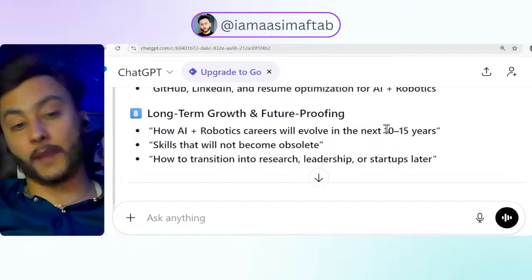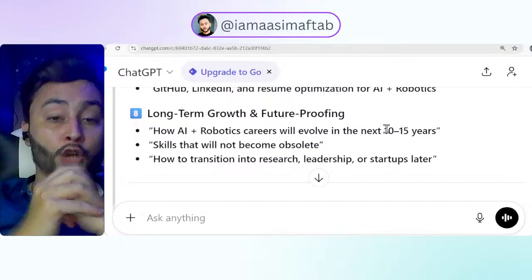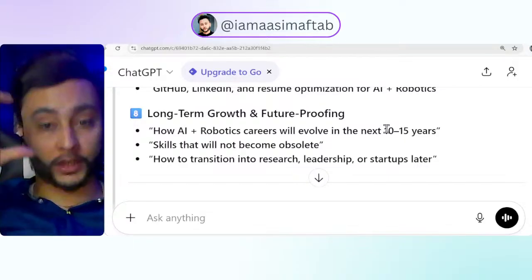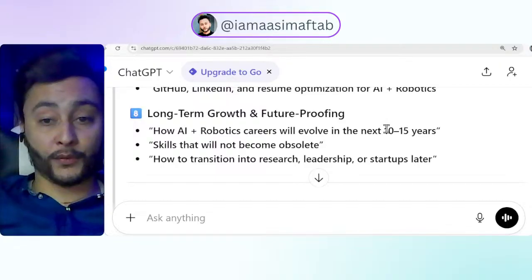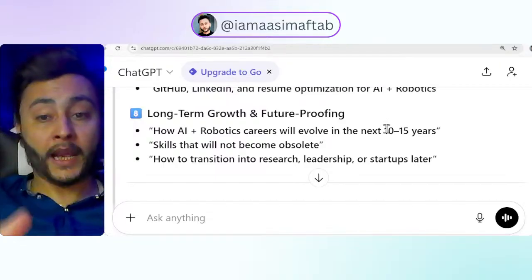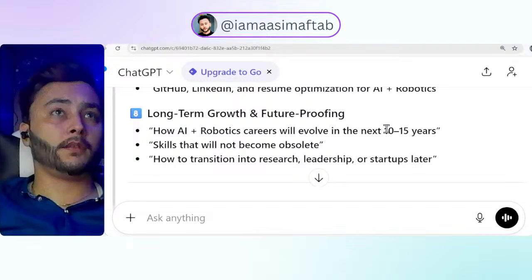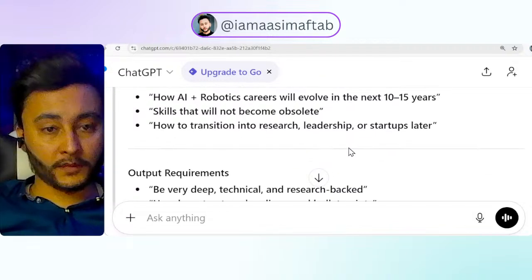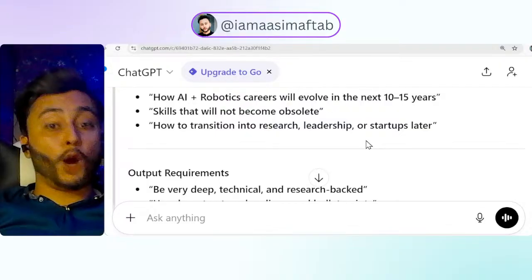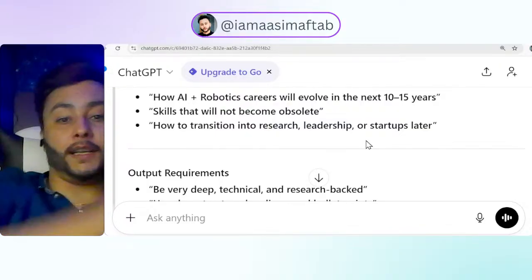You will be amazed by that. It also suggests you future proof yourself, to learn specific frameworks or technologies to make yourself future proof. It will create the roadmap in a way that will be future proof for the next 10 to 15 years. How good it is! Skills that will not become obsolete. How to transition into research, leadership, or startups later.